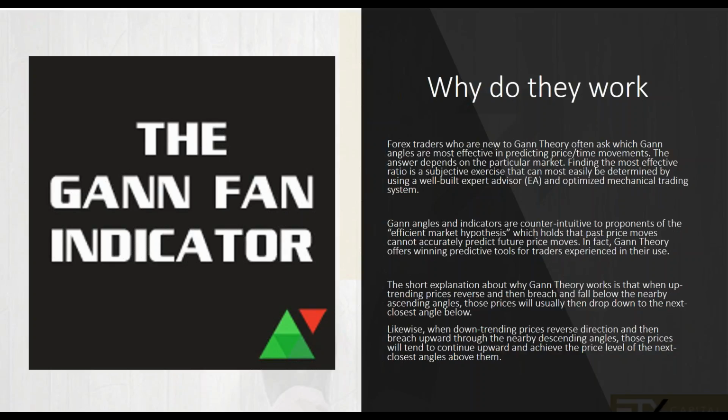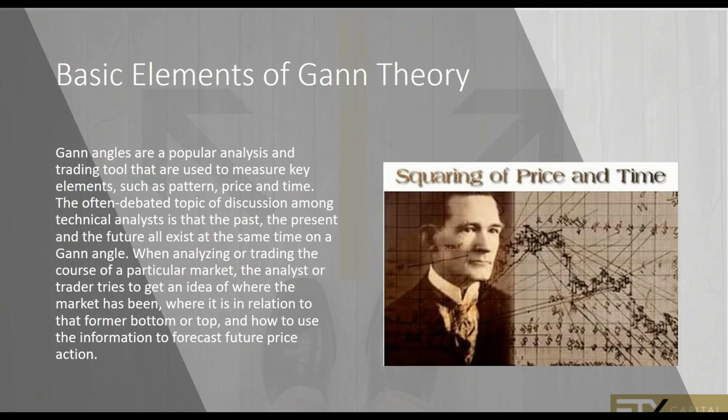The short explanation about why Gann theory works is that when uptrending markets reverse and then breach and fall below the nearby ascending angles, those prices usually then drop down to the next closest angle. Likewise, when downtrending prices reverse direction and then breach upward through the nearby descending angles, those prices will tend to move upward and achieve the price level of the next closest angle above them.